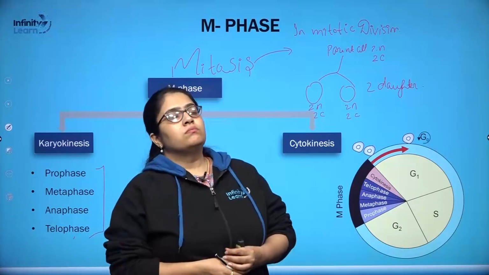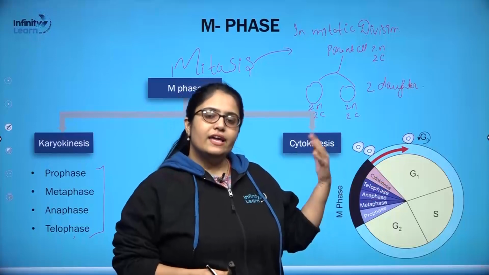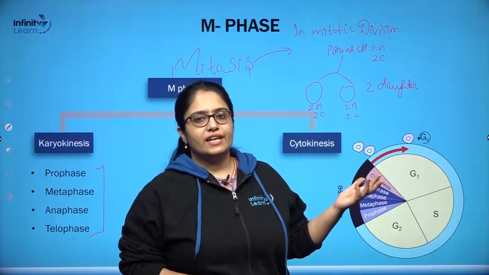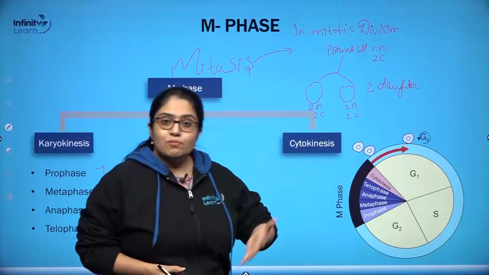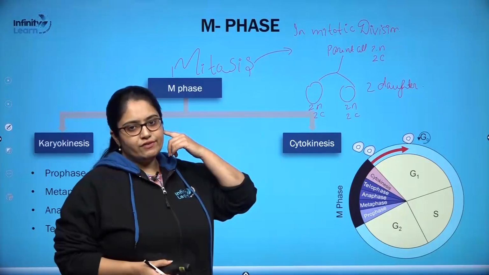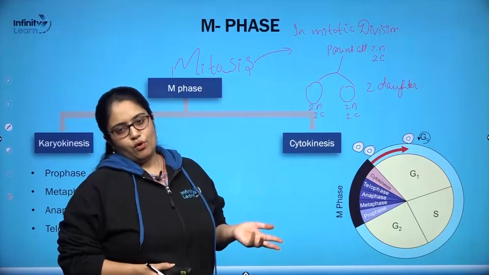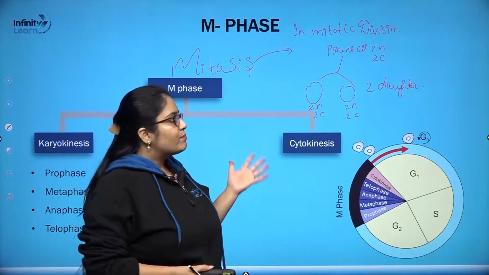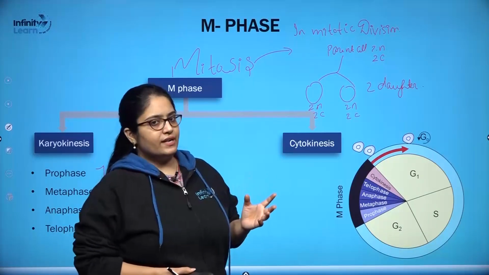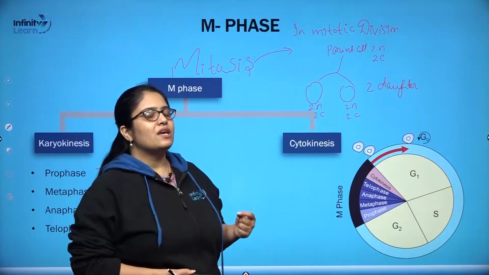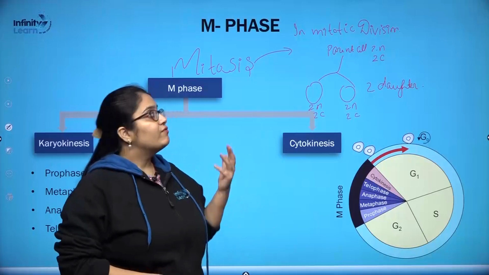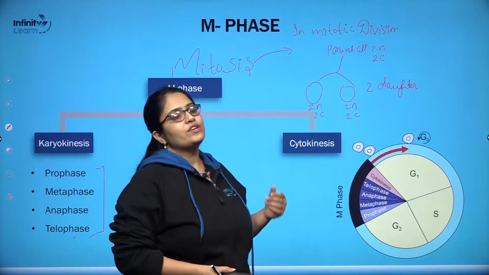And if the parent cell is haploid, even then mitotic division can take place, especially in plant cells, my dear students, where a haploid cell undergoes mitotic division to give rise to two haploid daughter cells. So during mitosis, the ploidy is maintained; the chromosome number and amount of DNA remain the same in the daughter cells, and that is why we call mitosis an equational division.